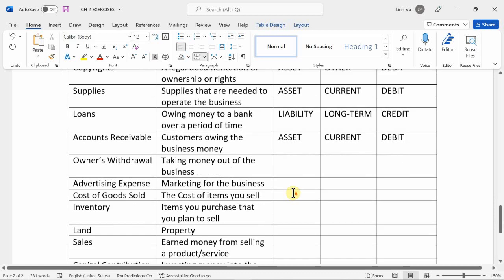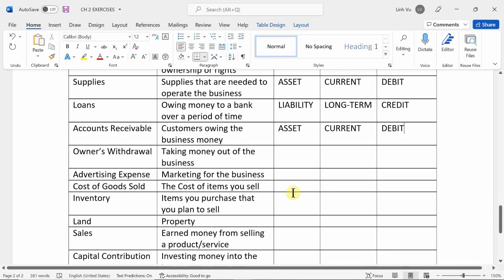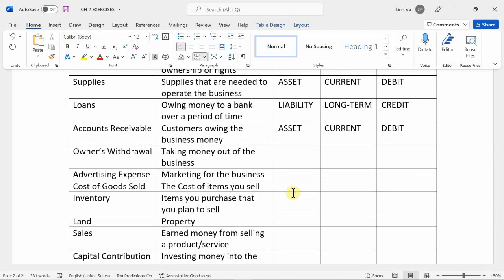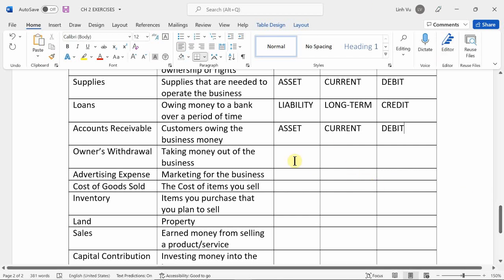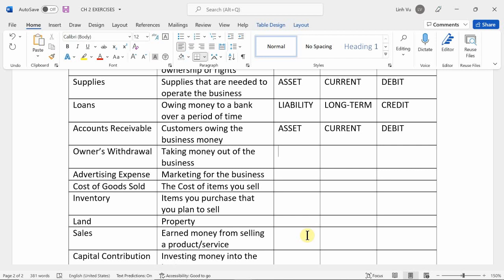Good. Okay, now this one is an owner's withdrawal, where you're taking money out from the business. Expense. No, it's not an expense. Owner's equity. Owner's equity. Good. So I'm going to put owners. Actually, I'm going to do equity, okay? Now, in this case, what category would this belong to?